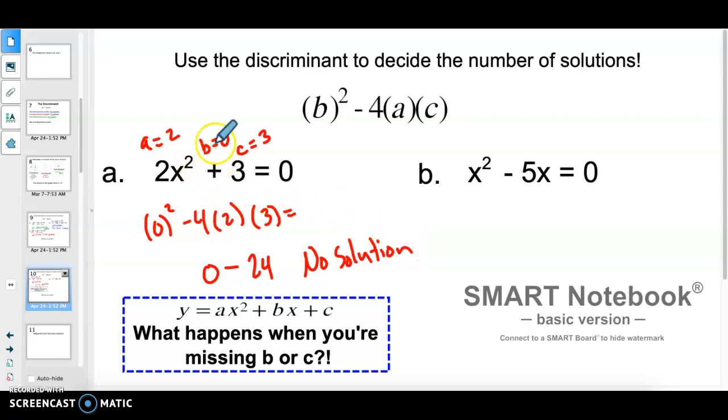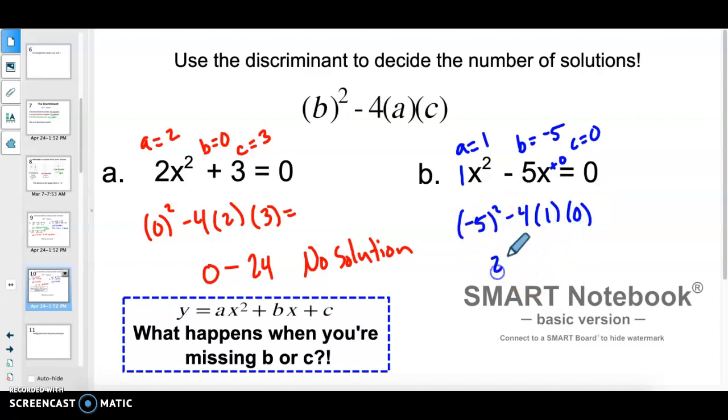If you're missing your x term, you're just going to say B is 0. Another thing that you might be missing: here we've got A is 1, because there's that invisible 1. Your B is the -5, and then we're missing that added on constant, so it's kind of like there's an invisible plus 0 in here. So C is going to equal 0. It's not because it equals 0, it's because there's an invisible plus 0 here. When you plug it in, it looks like -5 squared minus 4 times 1 times 0. -5 squared is 25. And then 4 times 1 times 0 is 0. So 25 minus 0 is a positive number, so this one has 2 solutions. That's what happens if you're missing one of your values. You're just going to plug in 0 for whatever you're missing.